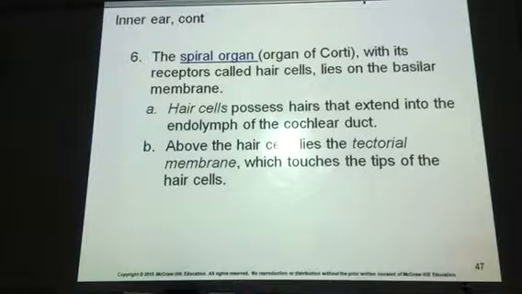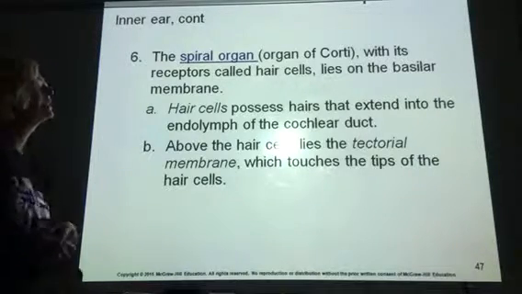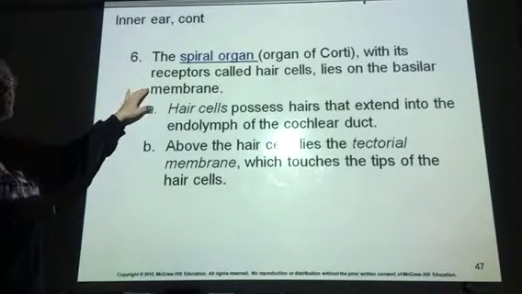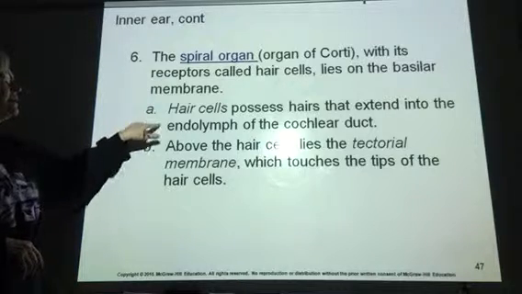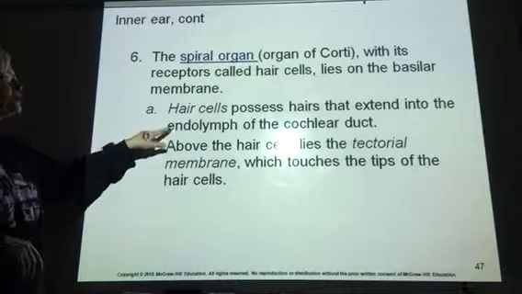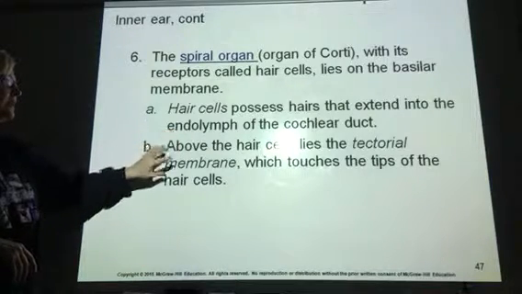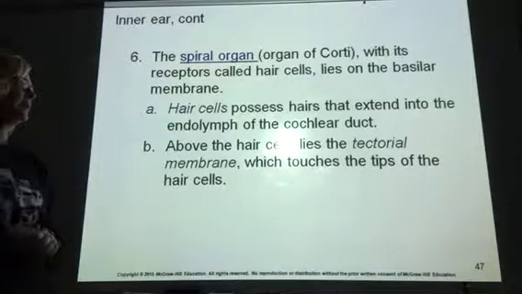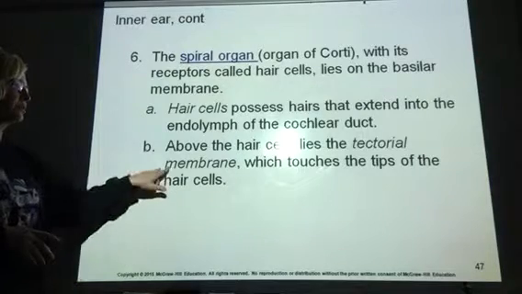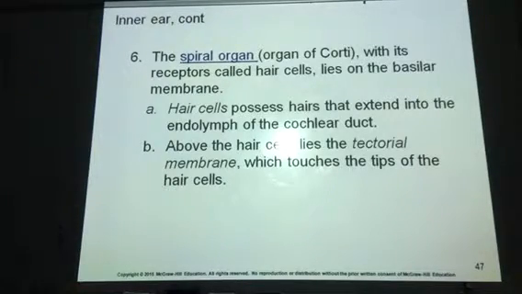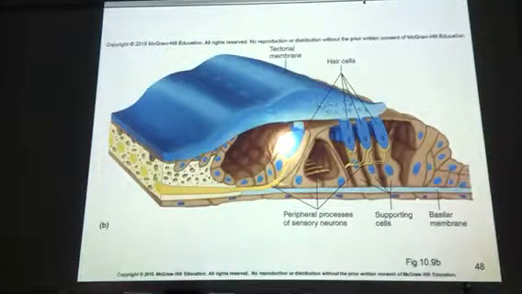The organ of Corti then has the receptors. They're also a type of hair cell, and those hair cells are on that basilar membrane. And then these hair cells extend into that fluid of the cochlear duct. And then there's a membrane above the hair cells, the tectorial membrane, and that just touches the tips of the hair cells. So here we're just looking at that center part.